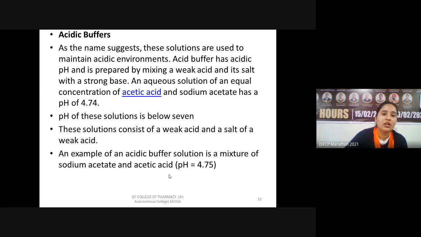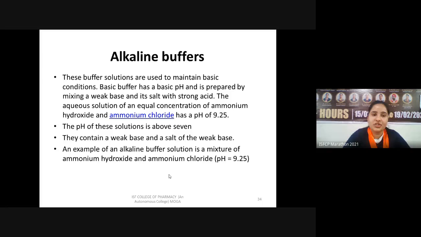Now next are alkaline buffers. As the name suggests, they are used to maintain basic conditions. Basic buffers can be prepared by mixing a weak base and its salt with a strong acid. So how are the basic buffers prepared? They are prepared by mixing a weak base and its salt with a strong acid.